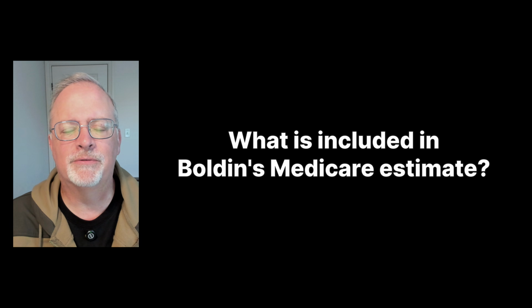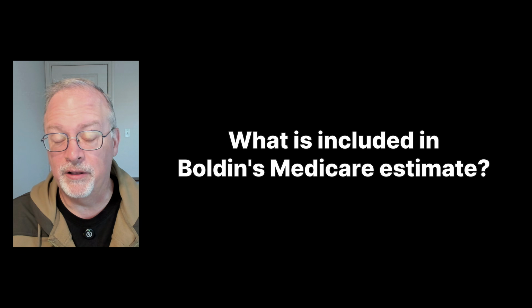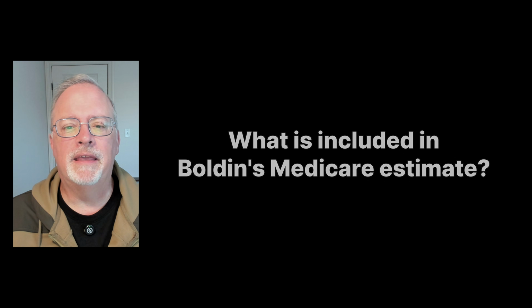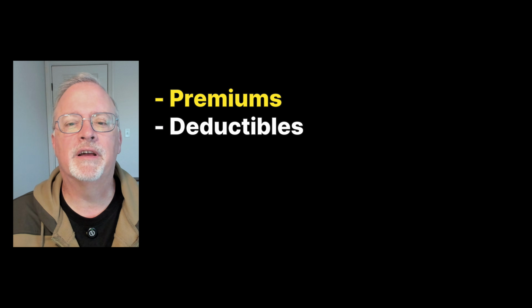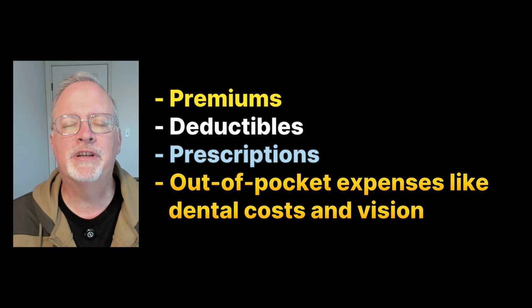If you're choosing to use the estimator, you need to understand what influences the outcome and how to get the numbers as correct as they can possibly be. So first, let's ask the question, what is included in this really big number that Boldin gives us for a lifetime of medical expenses? The estimates for Medicare include premiums, deductibles, prescriptions, and out-of-pocket expenses like vision and dental costs.